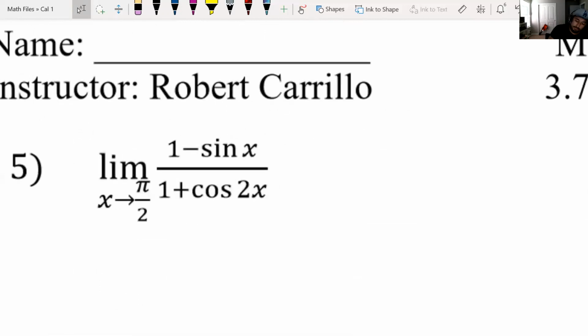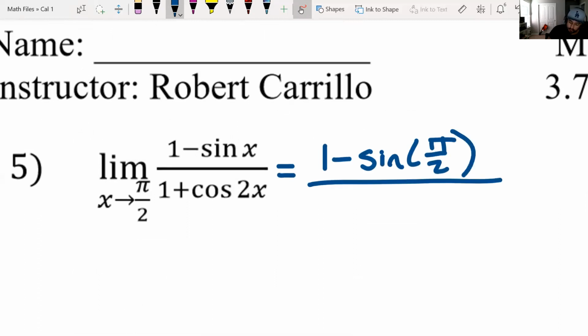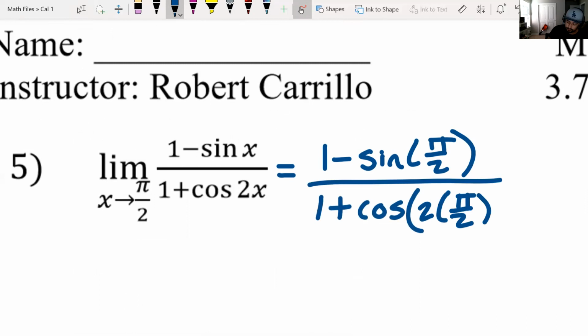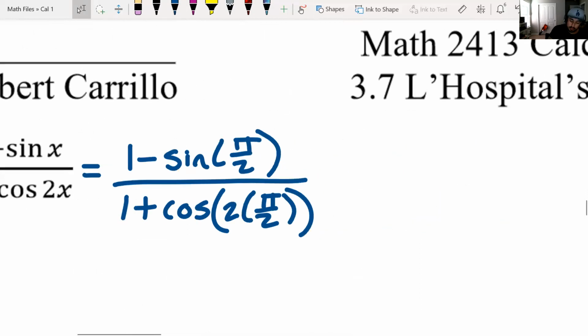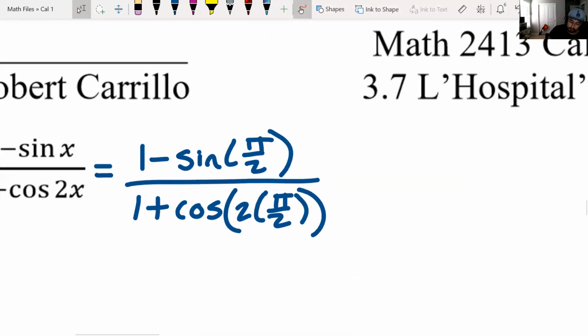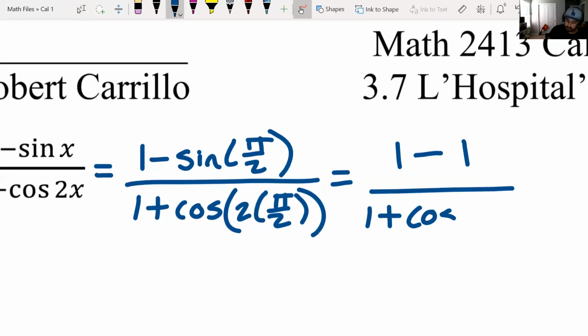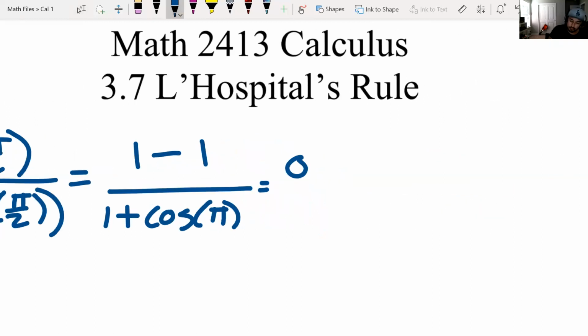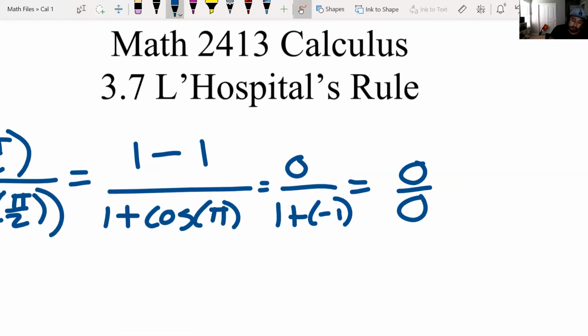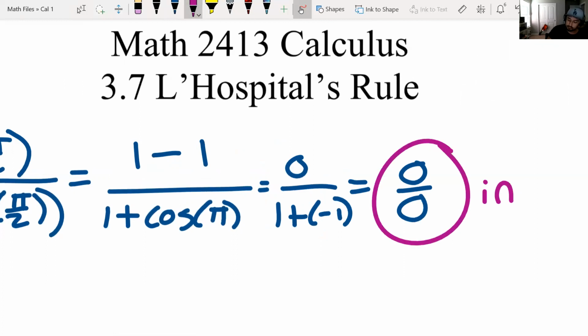Okay, number 5. Again, plug them in. 1 minus the sine of pi over 2 over 1 plus cosine of 2 times pi over 2. That becomes 1 minus 1 over 1 plus the cosine of pi, which becomes 0 over 1 plus negative 1, which is 0 over 0. So again, indeterminate.